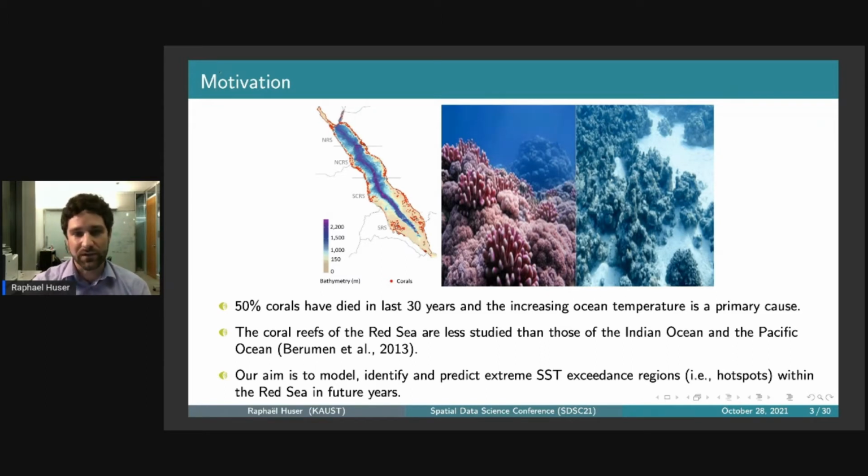And so in these figures, in the top left one, you can see the Red Sea. Obviously Saudi Arabia is on the east coast of the Red Sea. And each of these red points represents a coral reef. You can see they are mostly along the coastline, and there are quite a lot of corals, especially in the south near the Dahlak Island of Eritrea and the Farasan Islands of Saudi Arabia. In the middle figure, what you can see is a healthy coral, and what you can see on the right is a dead coral.